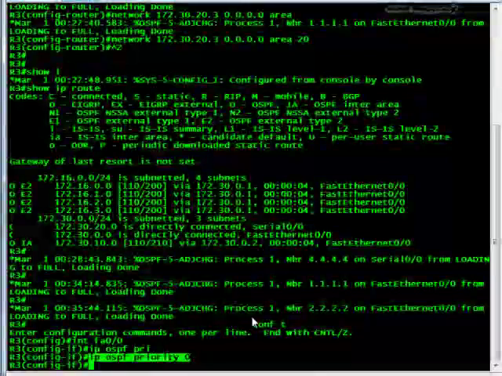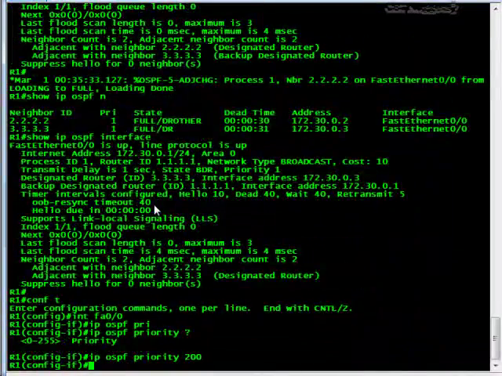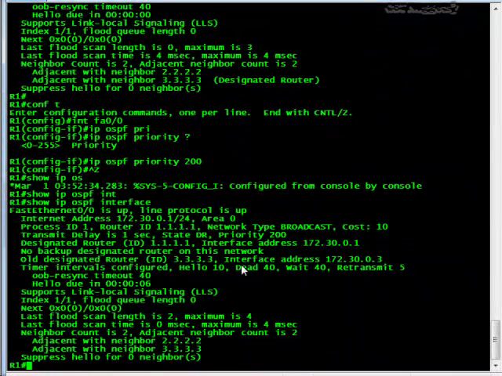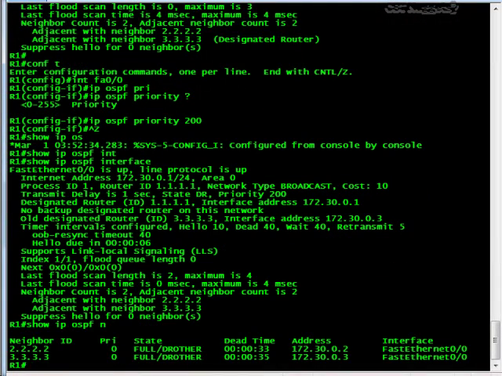Now, as of right now, we've probably changed nothing. Let's go back and do a show IP OSPF interface. And surely we are the DR. Hang on. Let me do a show IP OSPF neighbor. Hey, that's interesting. Now, I learned something new. I thought I would have to clear the IP OSPF process before that would take over, but it looks like, in this case, the DR change is immediate.